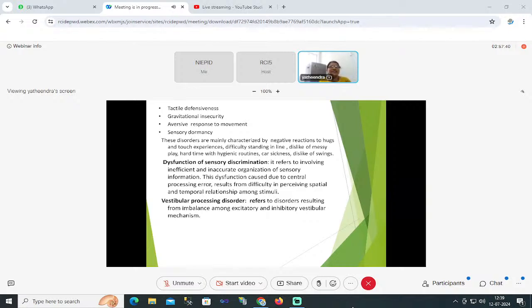Then what is sensory discrimination dysfunction? It refers to inefficient and inaccurate organization of sensory information. This dysfunction is caused by central processing error. It results from difficulty in perceiving spatial and temporal relationships among the stimuli. Vestibular processing disorder refers to disorders resulting from the imbalance among excitatory and inhibitory vestibular mechanisms.